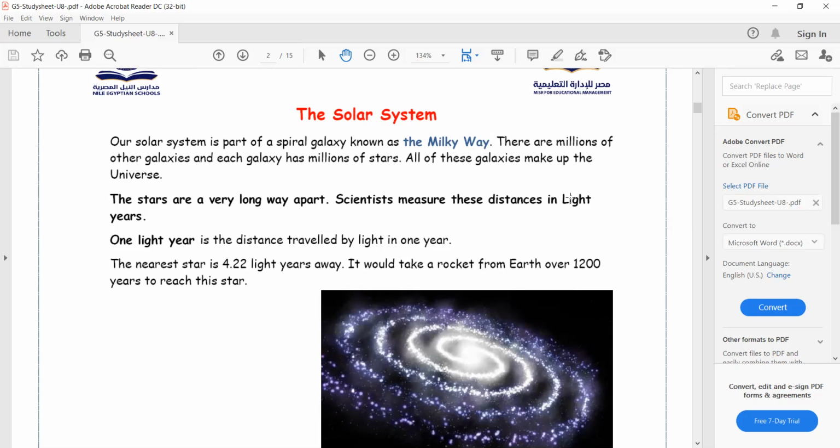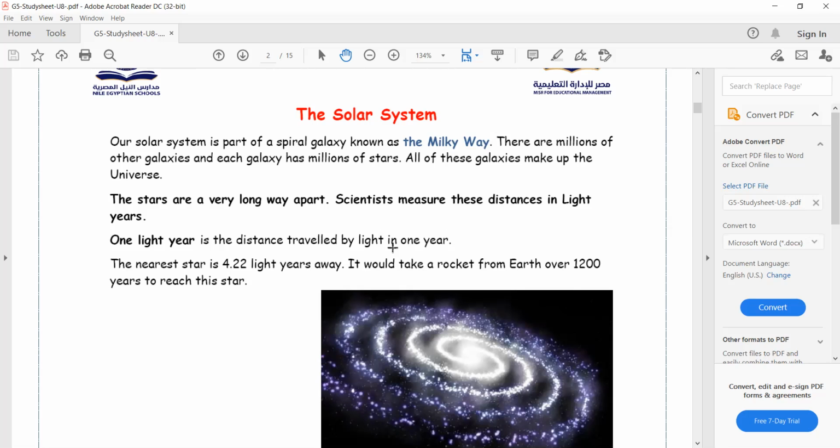What is the meaning of the light year? Light year is a distance. It's not a measuring unit for time. One light year is the distance traveled by the light in 1 year. It means how many kilometers the light travels in 1 year.